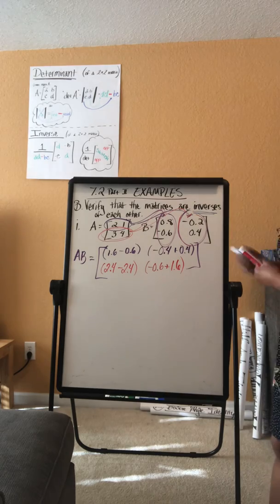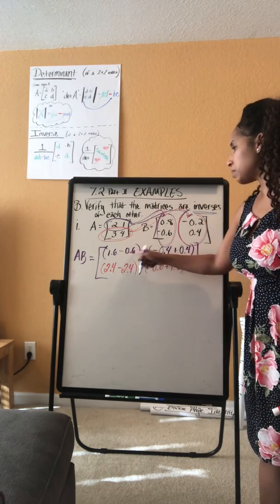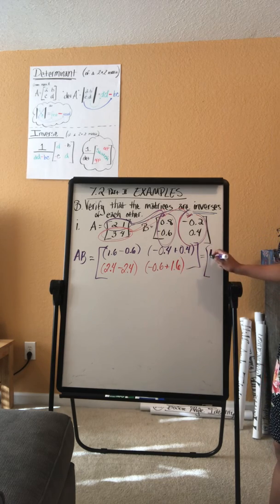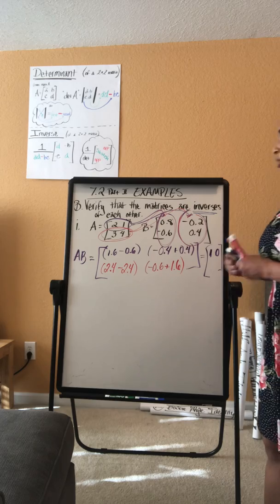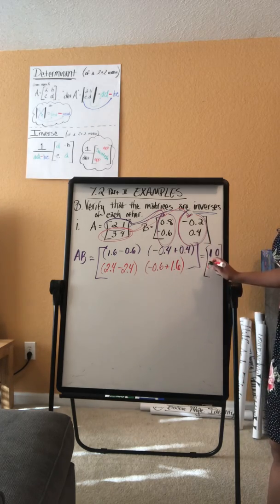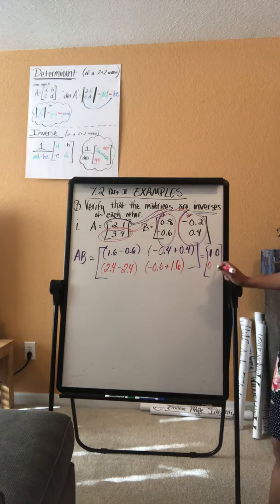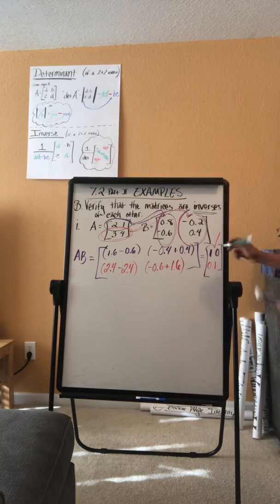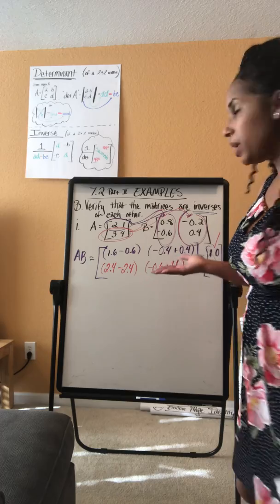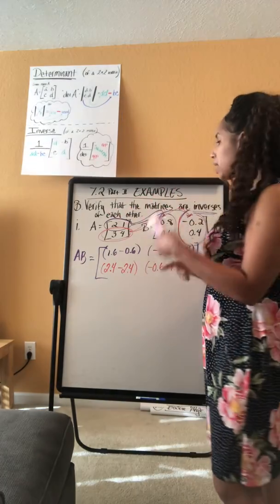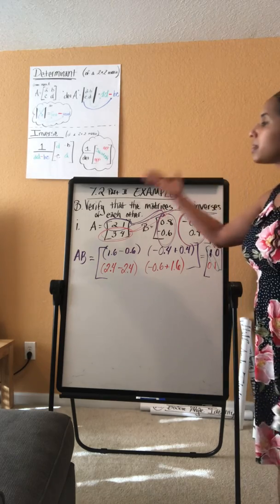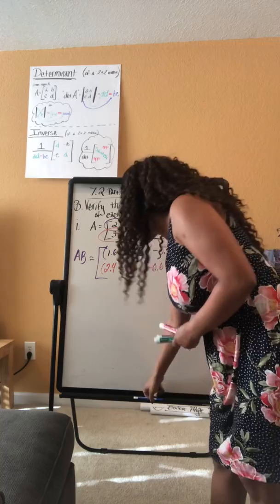And when I simplify this, 1.6 minus 0.6 leaves me with just a 1. Negative 0.4 plus 0.4 gives me a 0. 2.4 minus 2.4 is a 0. And negative 0.6 plus 1.6 is a 1. That is the identity matrix. That is my diagonal of ones. I said it should work with A times B. If I'm verifying it, we'll also work with B times A. B times A will also give me the identity matrix. But they told me to verify it, so I have to show it.